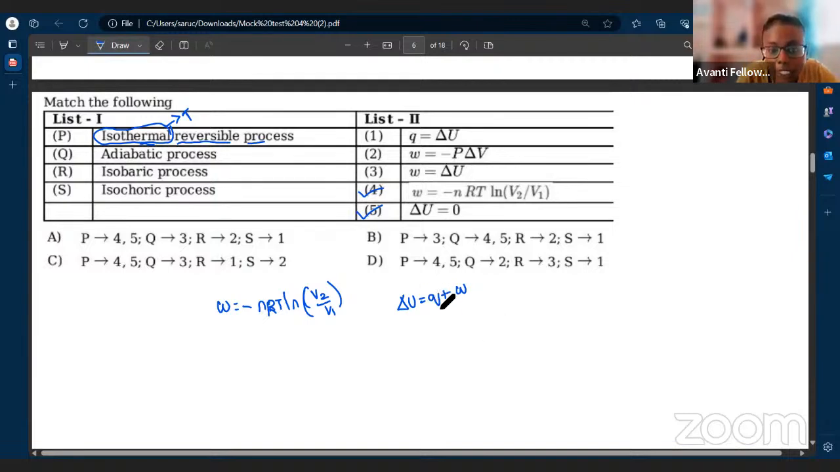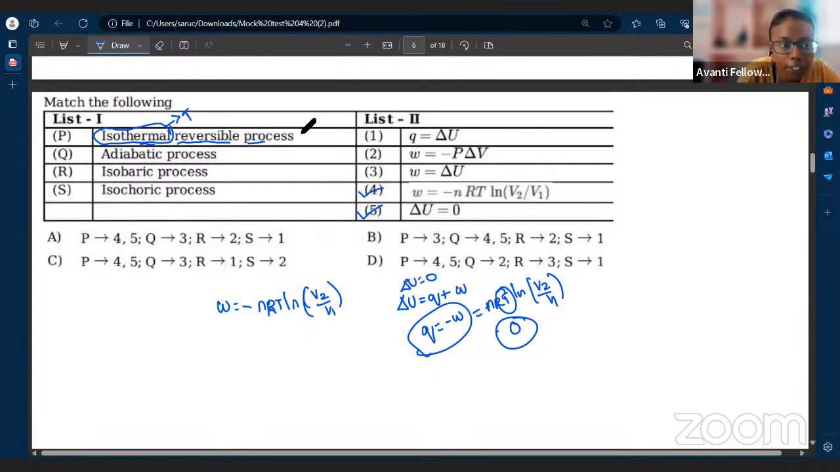Okay, so we know that here Q is equal to minus W, which is nRT ln V2 by V1. Here the change in temperature is going to be 0, so the whole term is 0. So delta U will also be 0. So 4 and 5. P could be matched with 4 and 5.